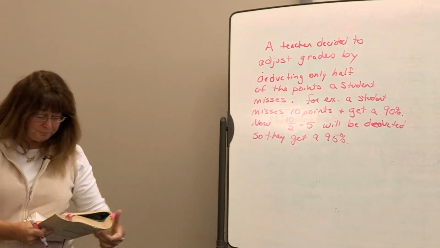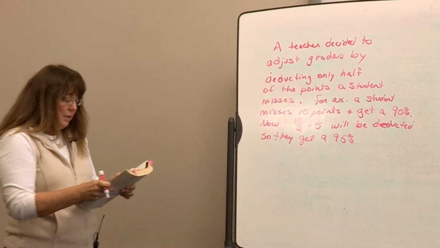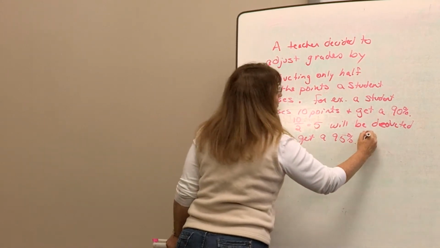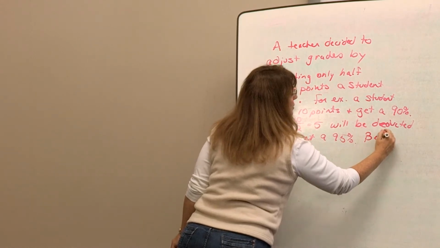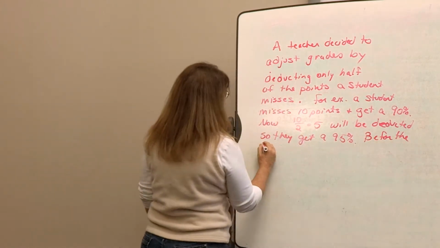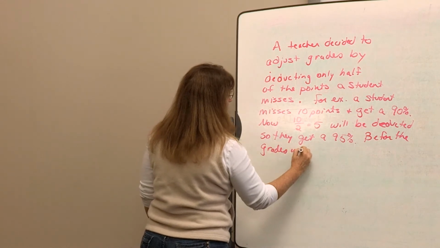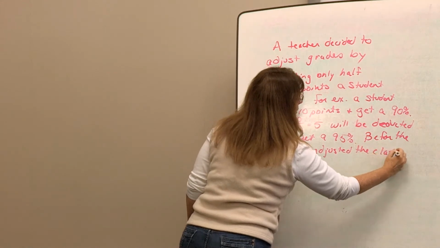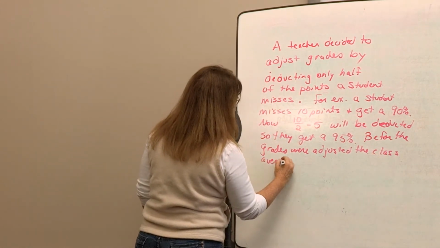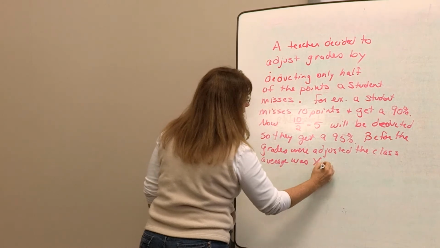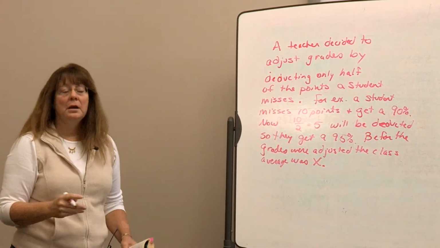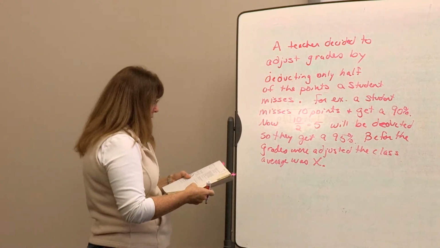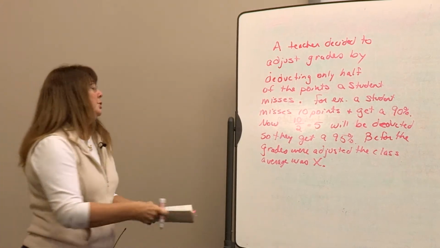And the question is, before the grades were adjusted, the class average was a particular amount. So before the grades were adjusted, the class average was X. We don't know what it is. But she wants to see how doing this is going to change the average for the class. So the question is, what is going to be the average after the adjustment?